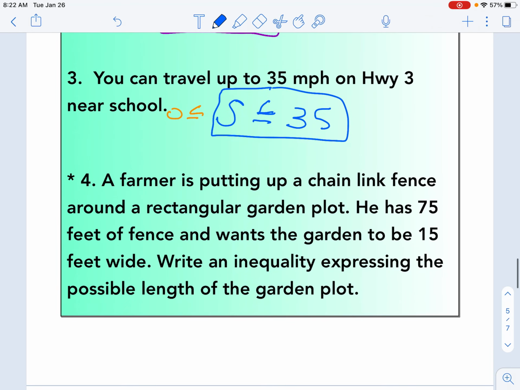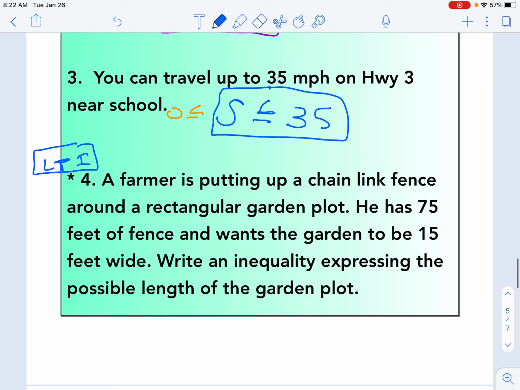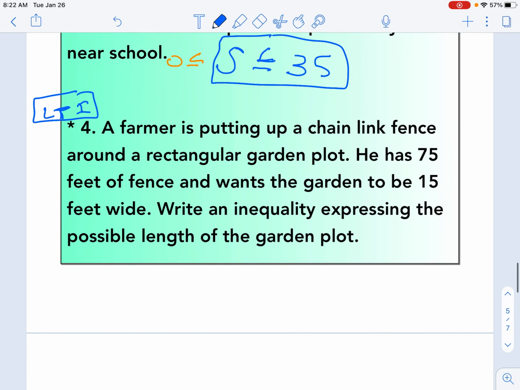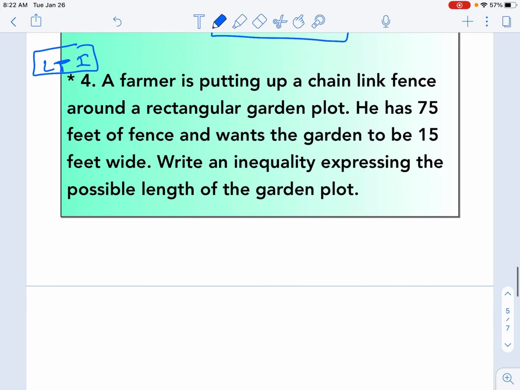All right, so now we're going to get into a little bit more challenging one. And this is really the focus of our lesson, the learning target type problem. So far we've just done some simple ones. But a farmer is putting up a chain link fence around a rectangular garden plot. He has 75 feet of fence and wants the garden to be 15 feet wide. Write an inequality expressing the possible length of the garden plot.